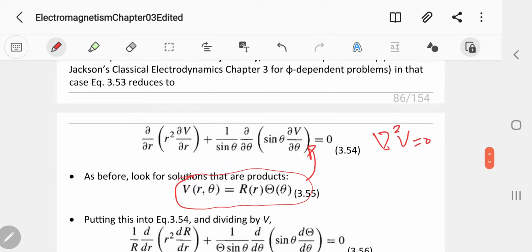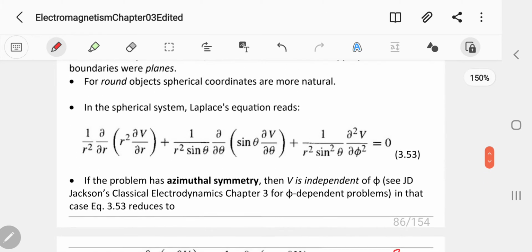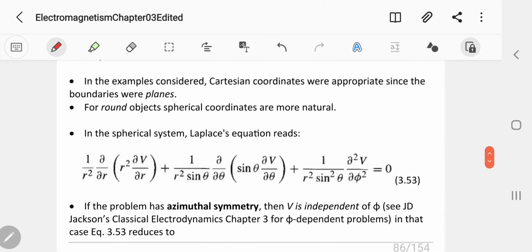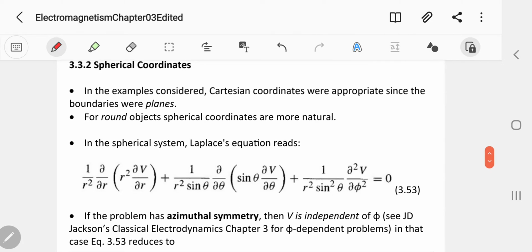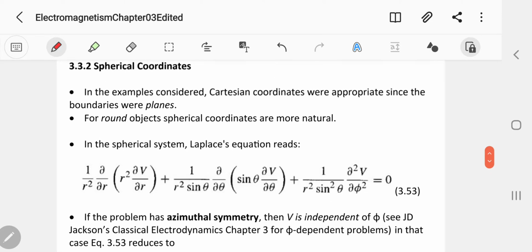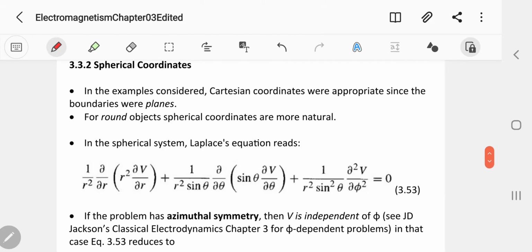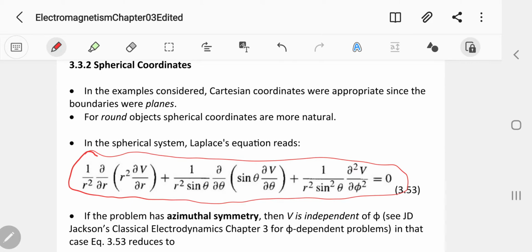And let's go back. This is actually familiar to you. In chapter 1 we have this, so you don't have to really worry about this. This looks complicated, but it's just the same as the Cartesian coordinates, just converted into spherical coordinates.